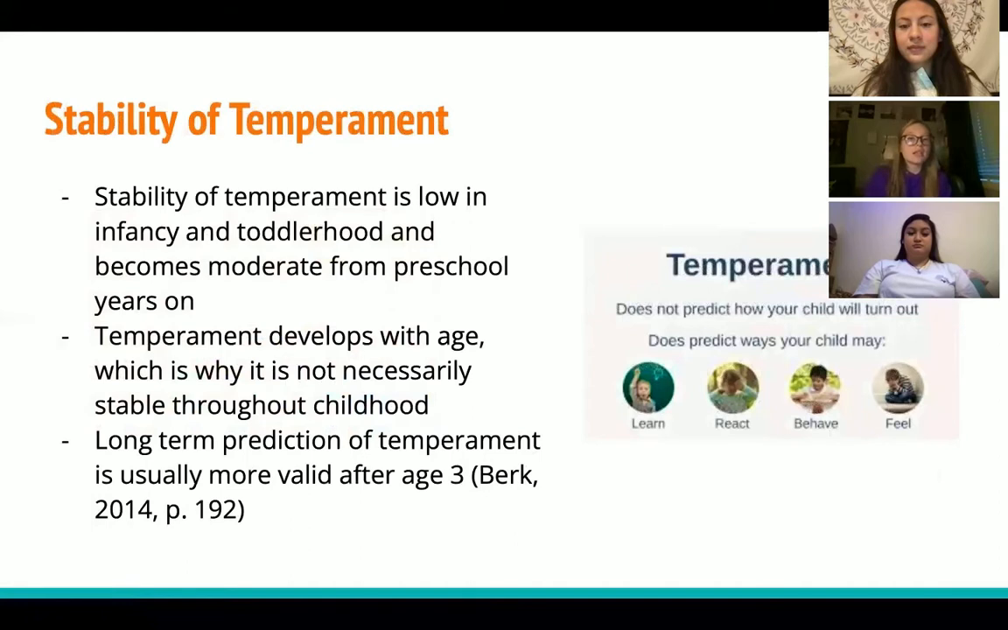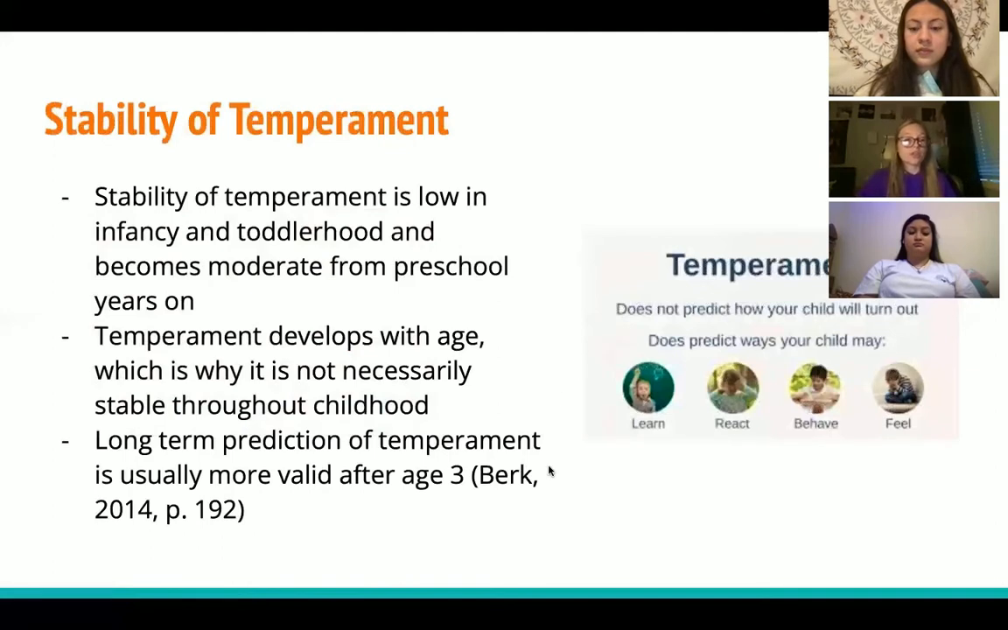And then the stability of temperament. The stability of temperament is low in infancy and toddlerhood, and then starts to become moderate from about the preschool years on. Temperament develops with age, which is why it's not necessarily stable throughout childhood. You can adjust or influence temperament by the way you parent, or certain life events can also affect that.